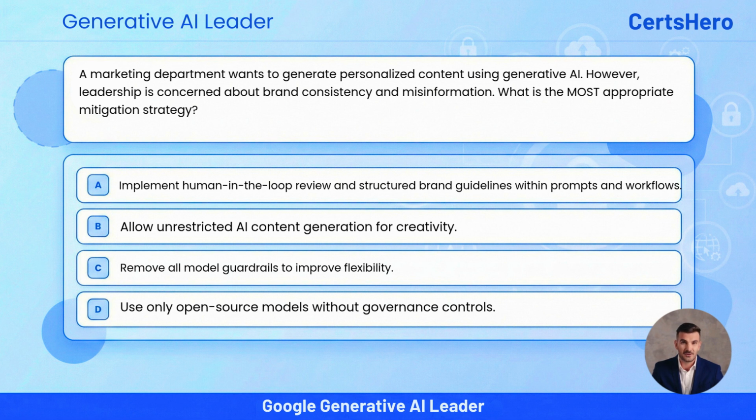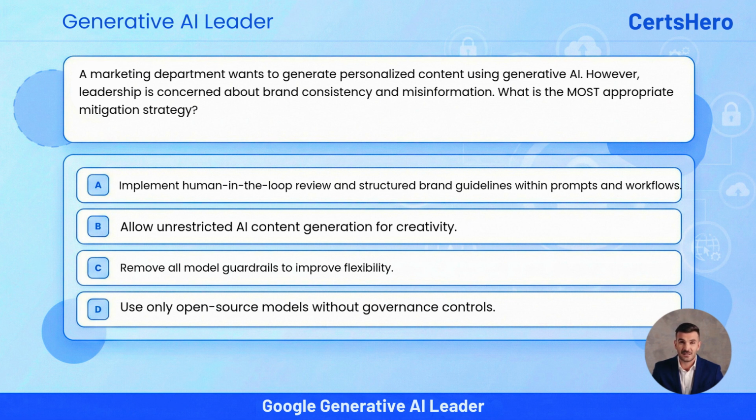Question number 4. A marketing department wants to generate personalized content using generative AI. However, leadership is concerned about brand consistency and misinformation. What is the most appropriate mitigation strategy?